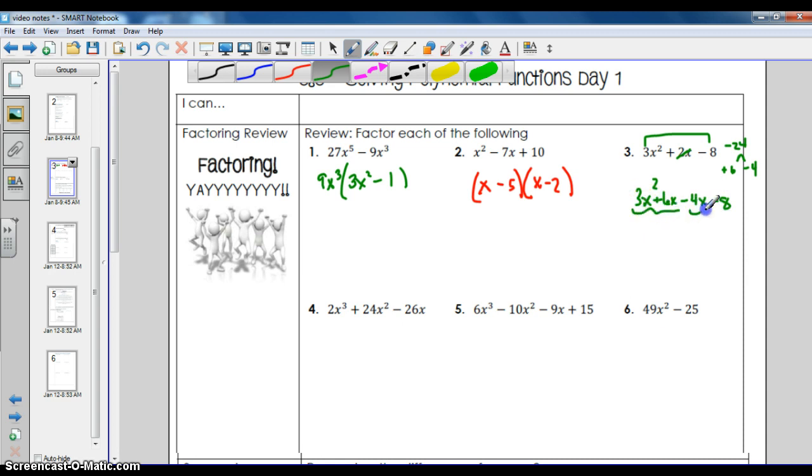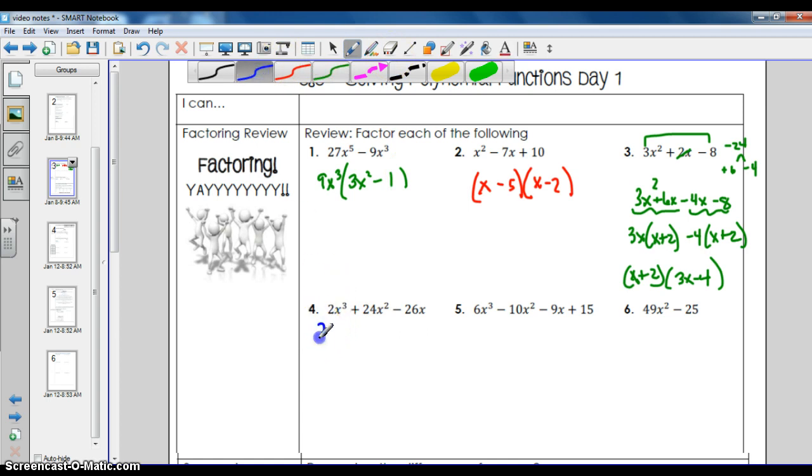So grouping, pulling out a 3x here, pulling out a negative 4 here. Parentheses should match, yep. So it's an x plus 2, the matching parentheses, and then we put our greatest common factors together here. All right, down here is first greatest common factor.